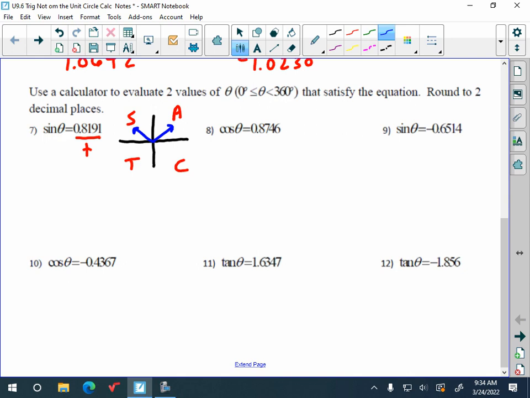So now we're going to do the sine inverse, because we're looking for an angle of 0.8191. All right, so we're going to put that on our calculator. Make sure you're in degree mode, because the directions say give two angles in degrees, right? Directions, 0.8191 equals. All right, so it says round to two decimal places, so 54.99.